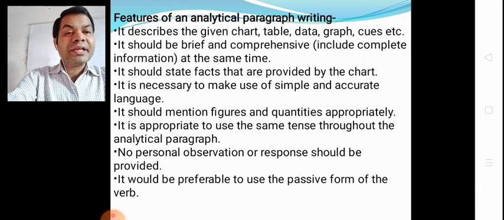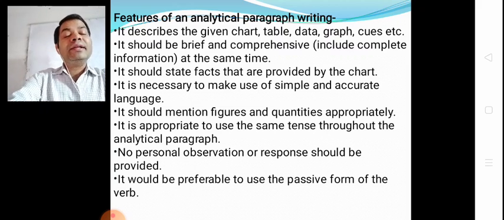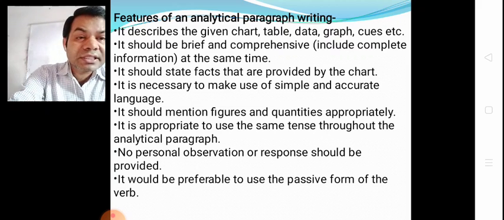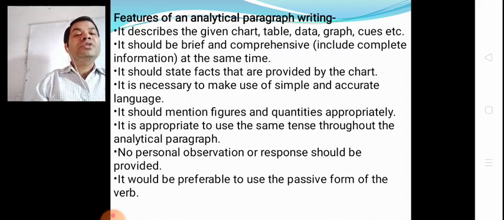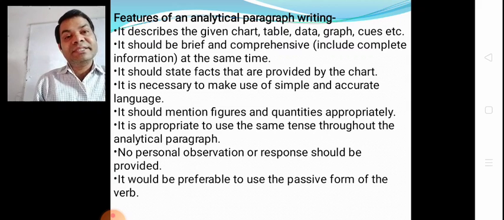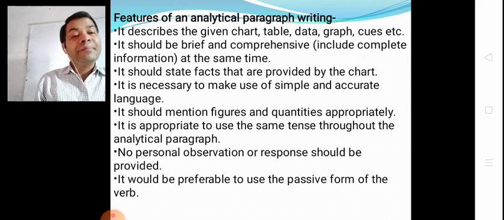It is appropriate to use the same tense throughout the analytical paragraph. So while writing, dear students, you had better use the same tense throughout the paragraph.